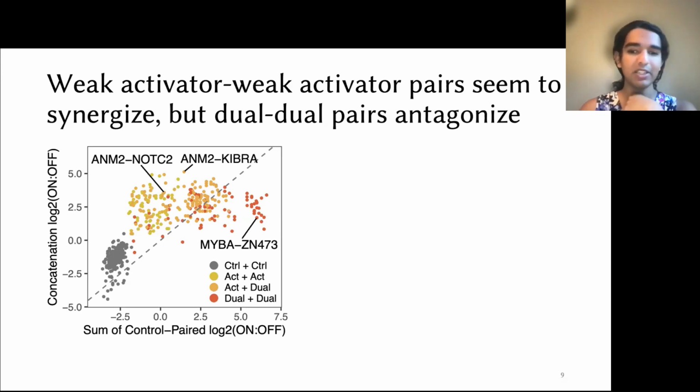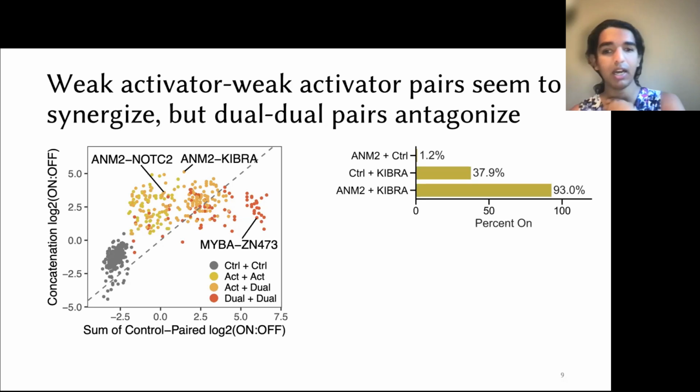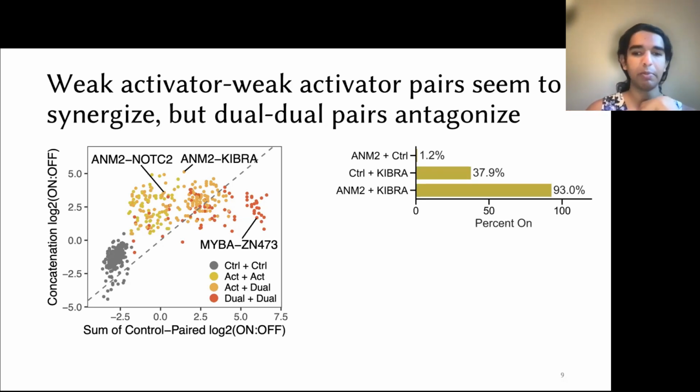Our first hypothesis here was that this was just an artifact and it was all just promoter saturation. So we decided to test a bunch of these in low throughput to verify that we weren't just making up conclusions. The first thing we did was test this ANM2 Kibra pair, which individually didn't seem like they'd be particularly great, but together were really, really strong. And that is what we saw.